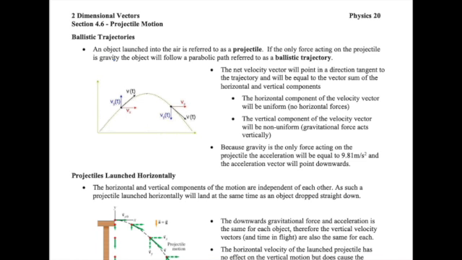Now if you launch an object into the air, we call that the projectile. So the object that's actually flying through the air is the projectile. And then the path that it takes is referred to as the ballistic trajectory.